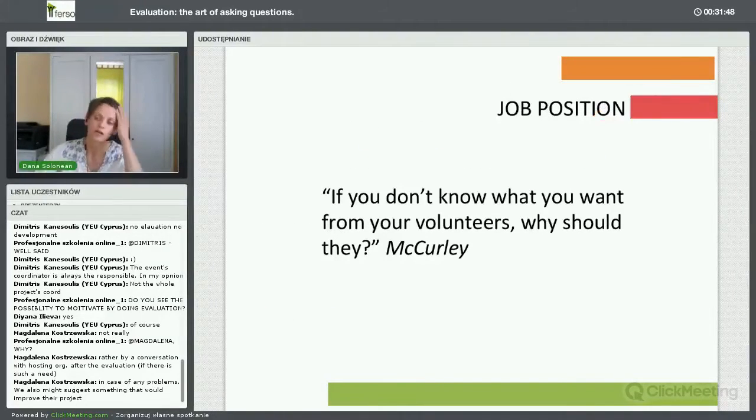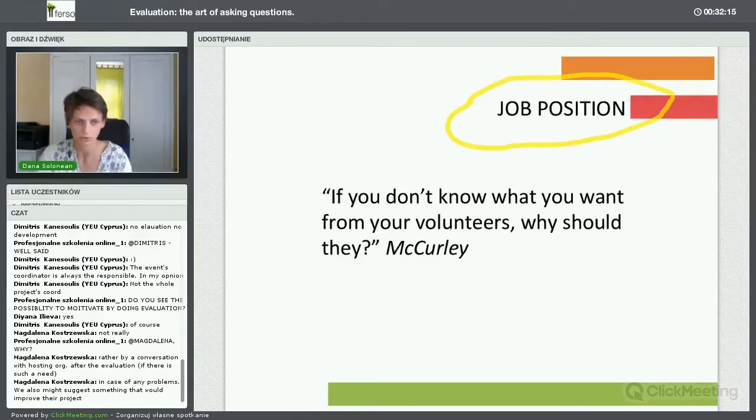And now I want to focus a bit on job position. Job position description is important, because as you probably know from participating in other projects, when you're having any type of evaluation, you refer to your objectives. So this project, this training, this webinar has certain objectives. And when you're evaluating, you report to those objectives.